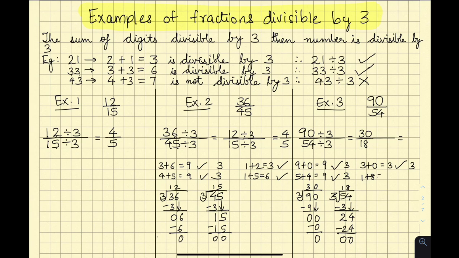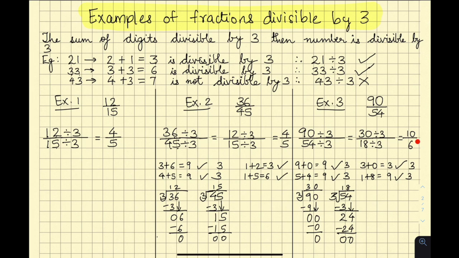1 plus 8 is equal to 9. This number is also divisible by 3. So 30 divided by 3, 18 divided by 3. 3 tens is 30 and 3 sixes is 18. Now here 0 and 8 both are even digits. They both are even, divisible by 2, but we are dividing by 3 so that our steps reduce and our work becomes easy.